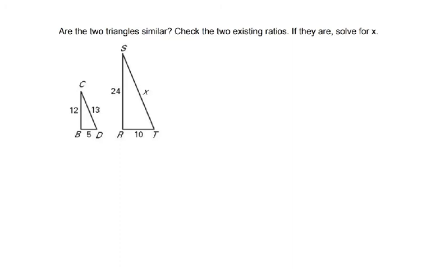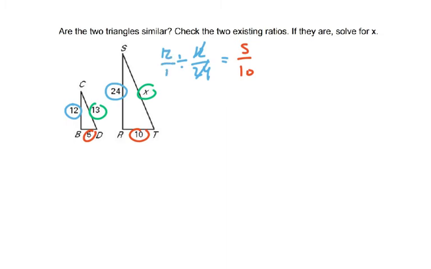Now the next problem says, are they similar? Check the existing ratios. If they are, solve for x. We know 12 is going to match 24, and 5 is going to match 10. And 13 will eventually match x, but we can't reduce that because we don't know the values. So 12 over 24 equals 5 over 10. These both divide by 12. These both divide by 5. We get 1/2 equals 1/2. So yes, they are similar.